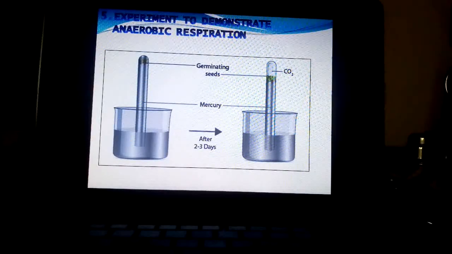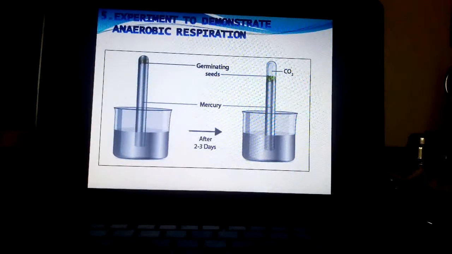Experiment 5 is to demonstrate anaerobic respiration, which takes place in seeds. You will be wondering how anaerobic respiration is taking place. In the previous lesson on seeds and dormancy, you learned that very little energy is utilized during dormancy in the seeds, and at that time anaerobic respiration takes place. Now we are going to test for it.